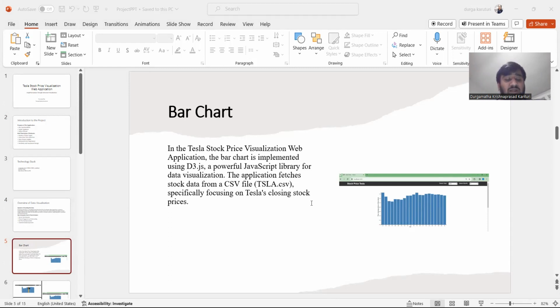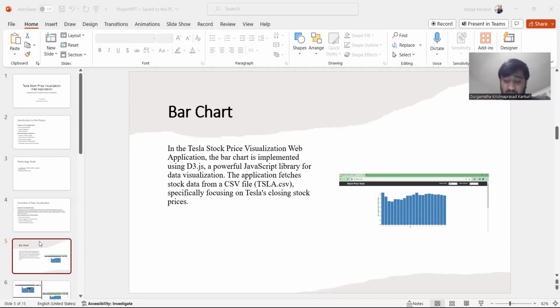When it comes to visual comparison, this representation allows users to visually compare the closing prices across different days. Trends such as increases or decreases in stock prices over the month are easily observable due to the relative heights of the bars. By representing the data in this format, the bar chart makes it straightforward to assess Tesla stock performance over time, providing a fundamental tool for financial analysis in a user-friendly visual format.